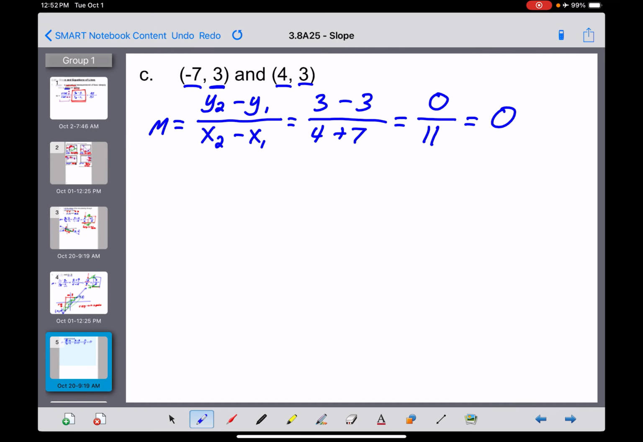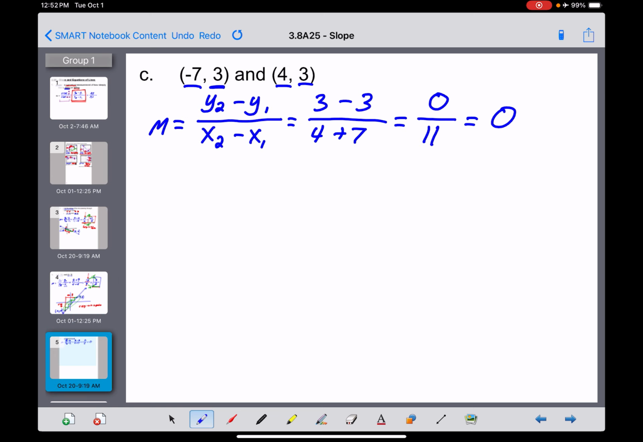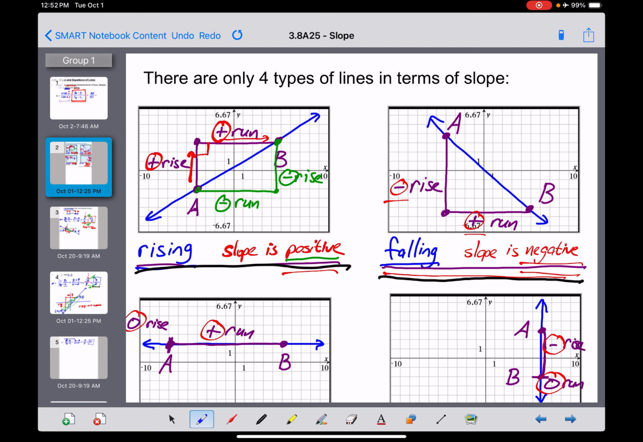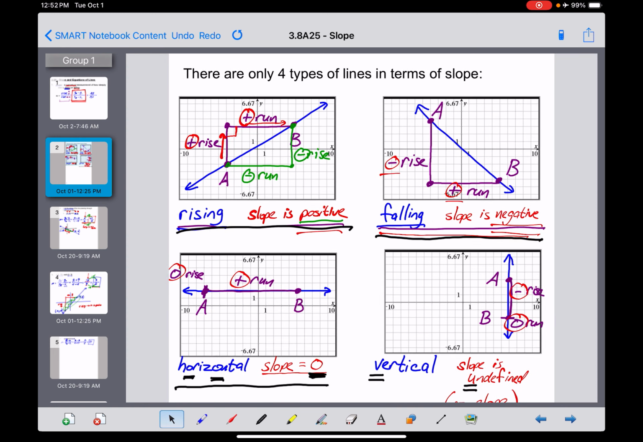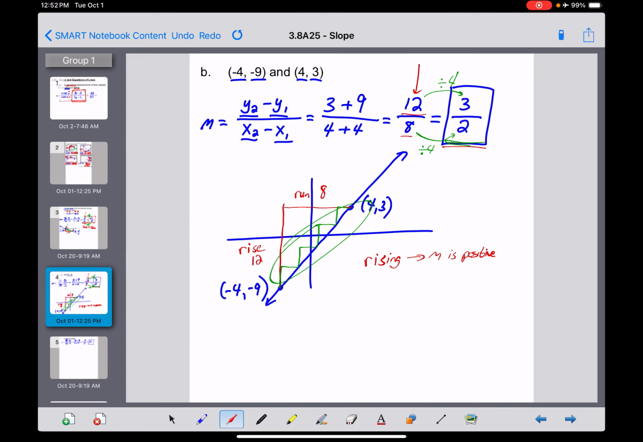Okay, so 0 over 11 means that our slope is 0. And if I want to answer the question, find the slope of the line here, we are done, guys. This is our answer, and our slope is 0. But if we go back 3 slides, and we look again, what we should realize now is that we are dealing with this case right over here. A slope of 0 means that our line is horizontal.